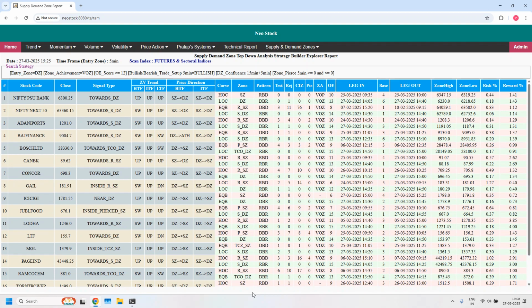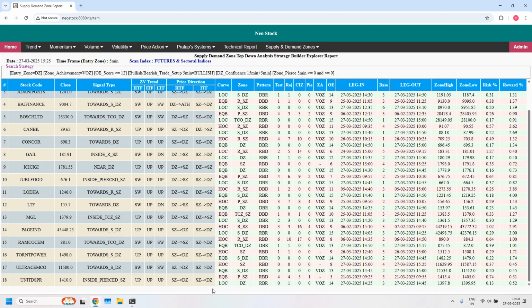So first 15 stocks, all these 5 minutes demand zones overlapped with 15 minutes demand zones. Scrolling the list down, we should focus on the demand zones. Entry time frame is demand zone. Okay, 18 in 5 minutes and 15 minutes demand zone confluence. And 15 minutes trend is up in all these stocks.